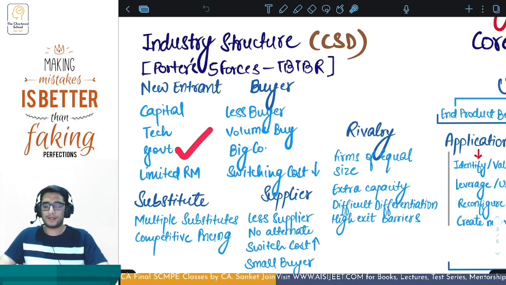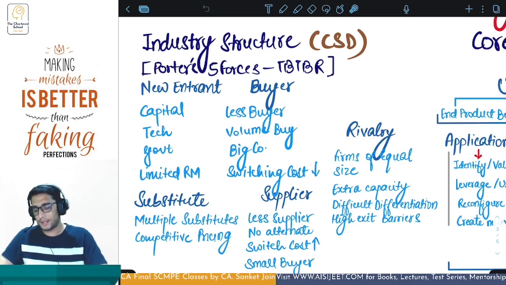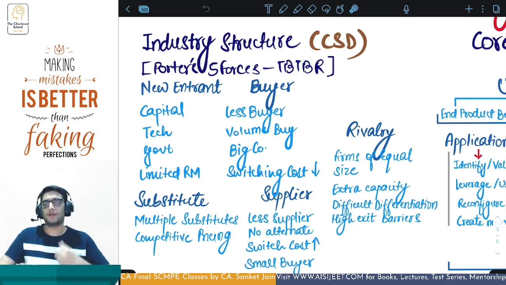Third is government regulations. If the sector is regulated and government has a lot of, let's say, regulations imposed, regulatory bodies are there which impose certain regulations, then ultimately it will create a barrier to new entry. And then limited raw material or labor. Okay, if the material or the labor required for this work is limited in the industry, then of course it will create a barrier to new entrants.